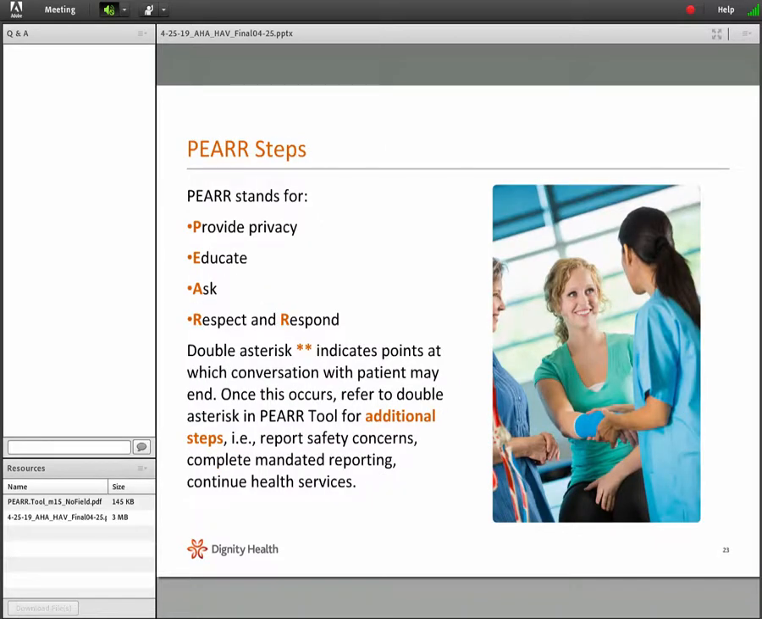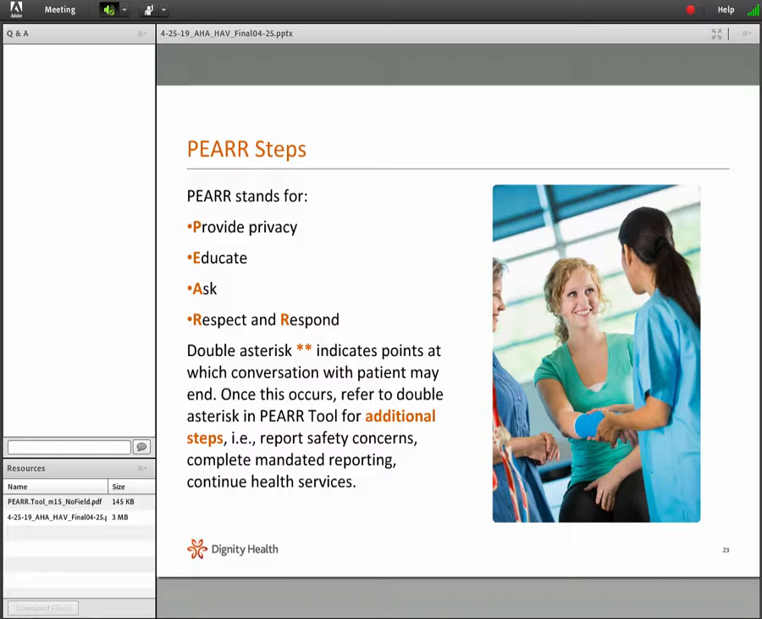Okay, so PAIR stands for Provide Privacy, Educate, Ask, Respect, and Respond. So you'll see on the PAIR tool itself, it's 3 pages, and these main steps are on the first page. You'll see a double asterisk sprinkled throughout those steps, because this private conversation with the patient can end at any time for any number of reasons. And it's at that time when the conversation ends that you want to follow through on things like internal reporting.